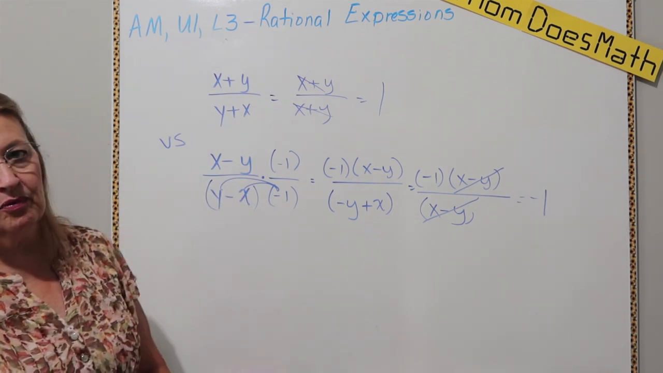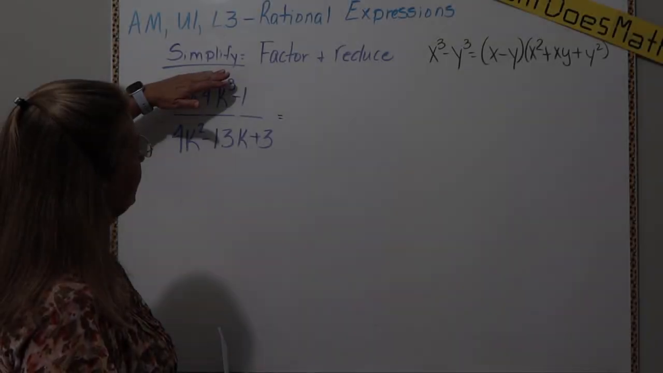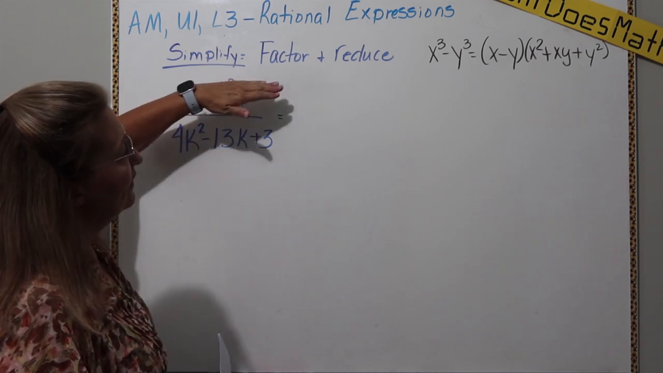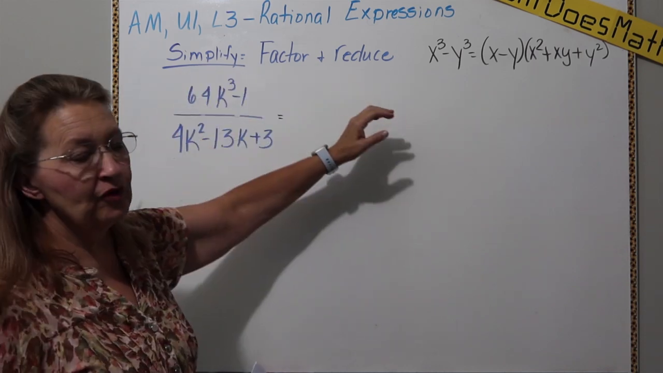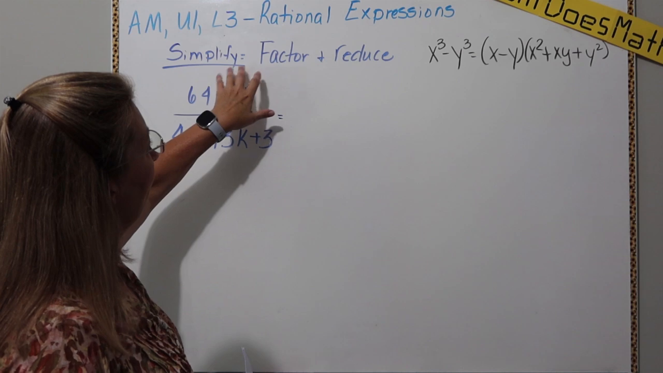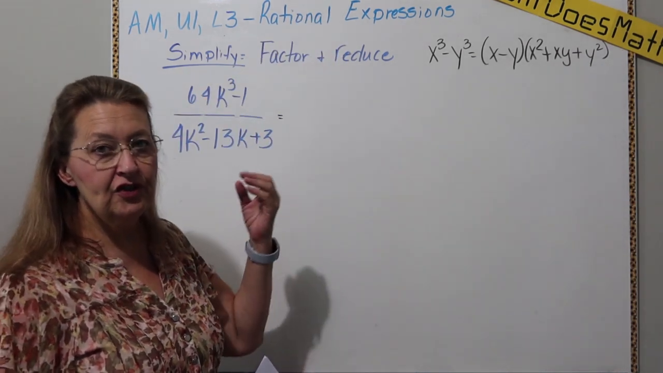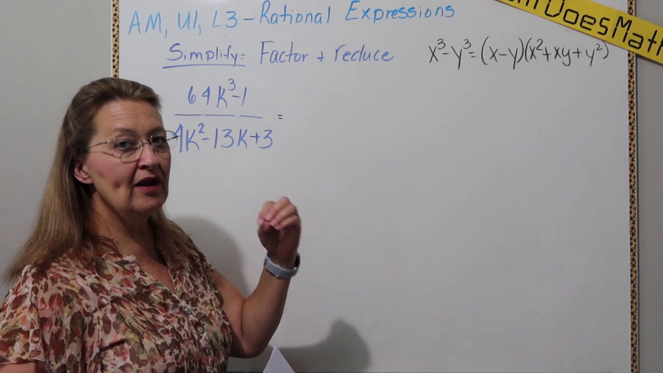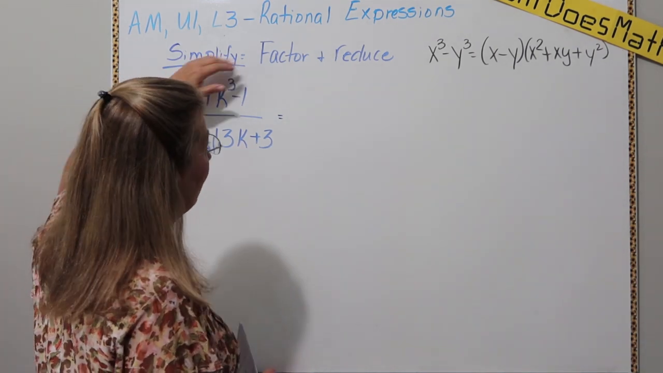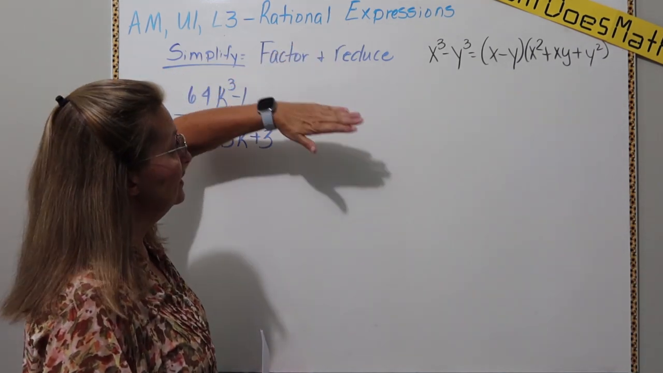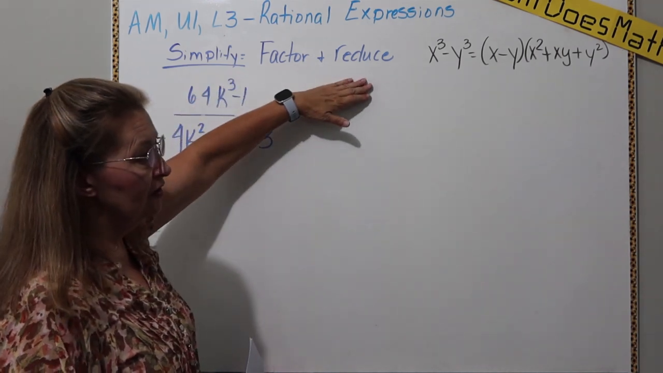So let's get into some problems now. The first section says simplify. Now that means to factor and reduce. You cannot simplify a rational expression until you have factored it. That's kind of like a definition that needs to come to mind. You need to memorize the fact that simplify rational expressions means factor then reduce.